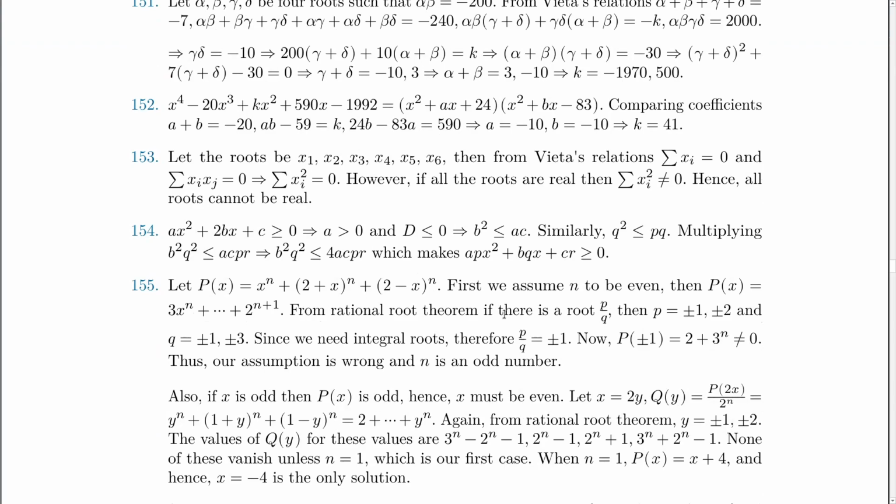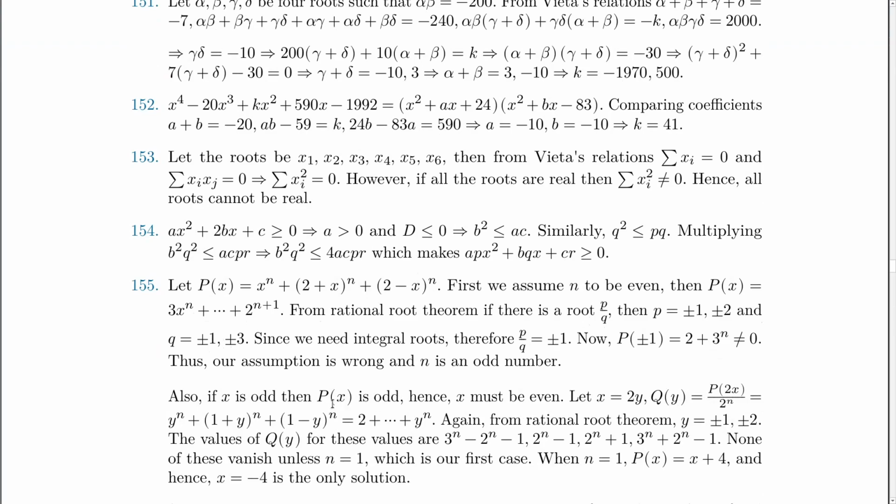From the rational root theorem, if there is a root p/q, then p must be ±1 or ±2, and q ±1 and ±3. Since we need integral roots, therefore p/q is equal to ±1. Now p(±1) is 2 + 3ⁿ, not equal to 0. So our assumption is wrong and n is an odd number.